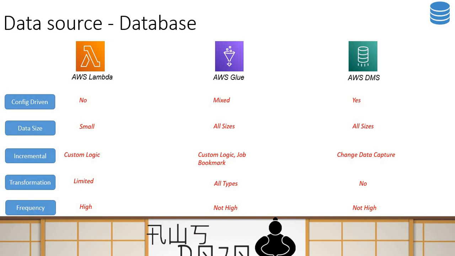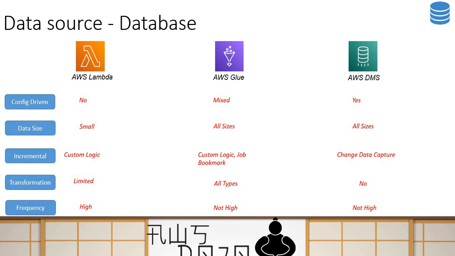Similarly, when you're trying to use Database Migration Service, it is completely configuration driven. You don't write any single line of code over there. You simply configure your replication server and replication task, and the replication task takes care of configuration driven data transfer or data ingestion.